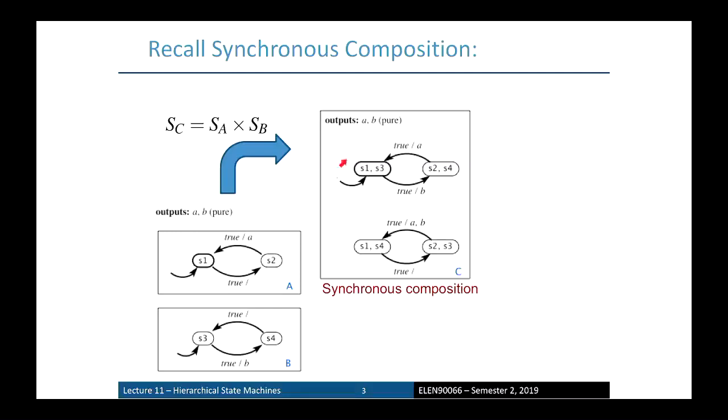Okay, so the composition of the set of states, if you want to think of this as the set of states of this new composition C, is equal to the cross of the set of states of A and B. In this case, it's fairly straightforward. We've got two states in A, two states in B, so the set of states of C is 4.